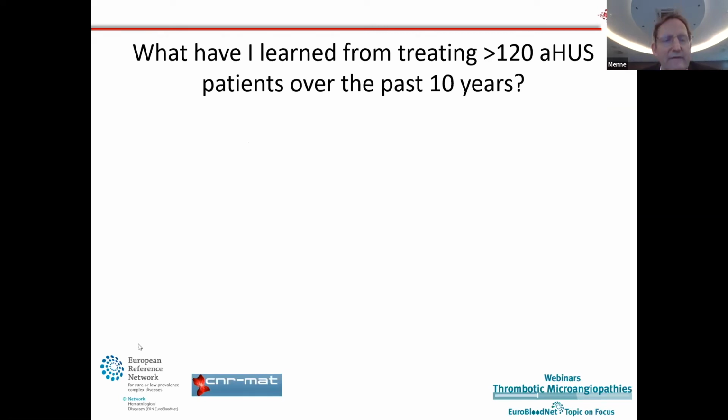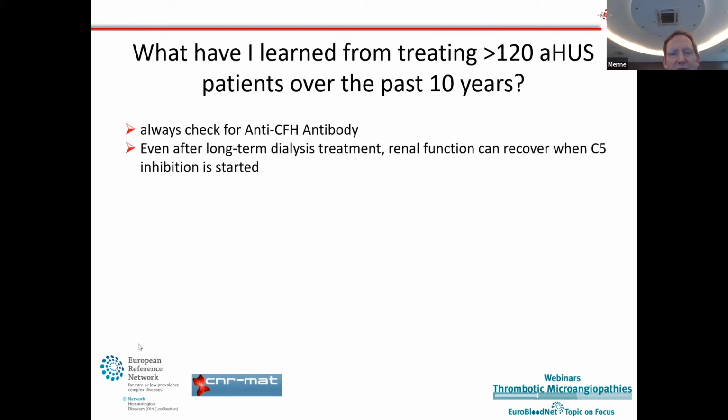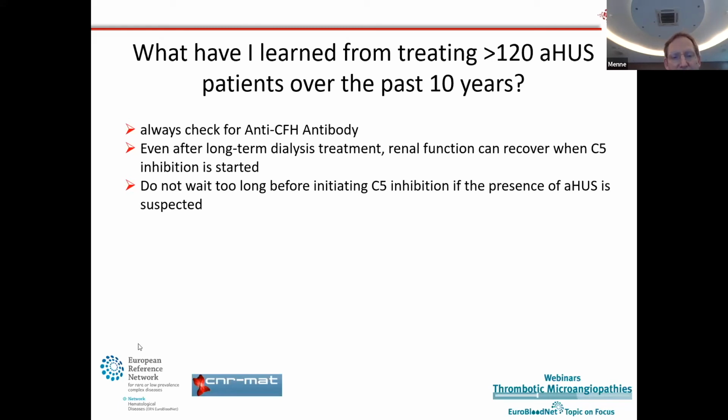So in summary, what have I learned from treating over 120 patients over the past 10 years? Always check for anti-CFH antibody. As I told you, I had initially missed 2 patients at the first presentation because we had done plasma exchange and we didn't detect it. Even after long-term dialysis treatment, renal function can recover. I've shown you this one patient, but the longest case that has been reported was 18 months on dialysis, and then they started treatment and this patient recovered. If you have the suspicion that this patient has an HUS, you can start plasma exchange, but if they do not recover, especially kidney function, you should start C5 inhibition.